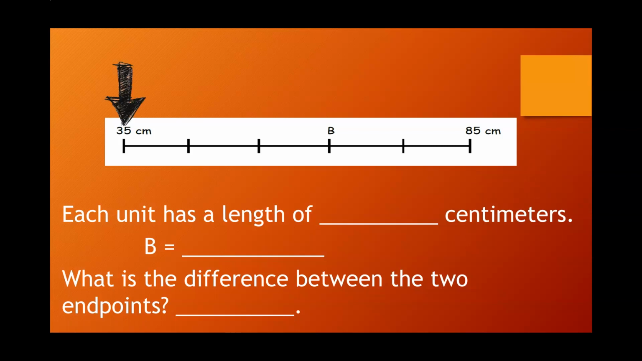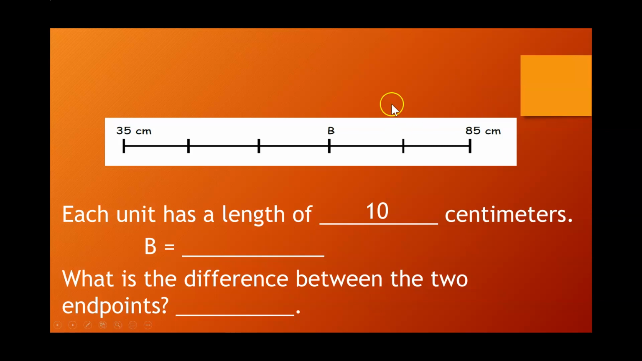So starting at 35, let's count by fives. 35, 40, 45, 50, 55, 60. Oh, we didn't quite make it. So maybe we need to count by tens this time. So counting by 10, starting at 35, let's try that. 35, 45, 55, 65, 75, 85. We made it that time by counting by 10. So we know that each unit and each notch is worth 10 centimeters.